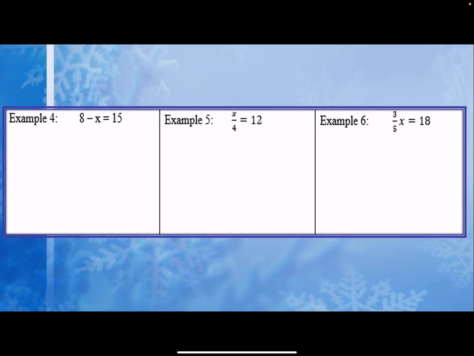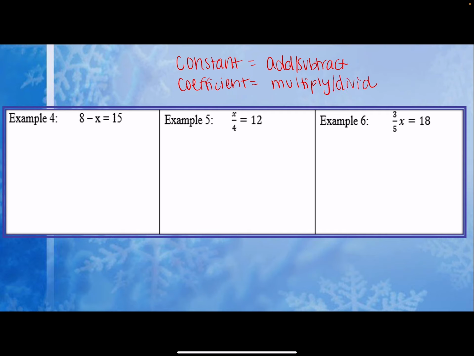Here are our final examples. So again, if you see that it's a constant attached to x, then you're going to add or subtract. If it's a coefficient attached to x, then you're going to either multiply or divide. Okay, so identify what's attached to your x first.